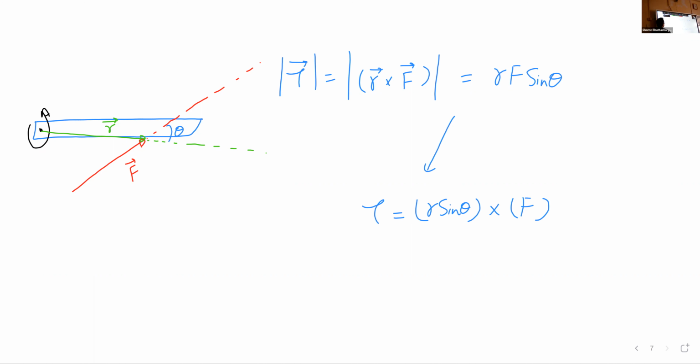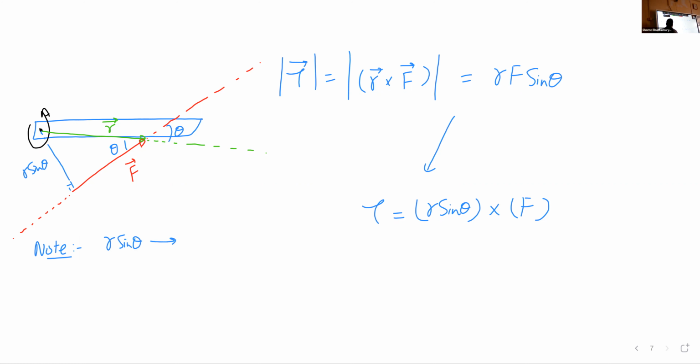Now R sine theta has a very special significance, which you can see in this diagram. If this is the line of action of the force, and I just drop a perpendicular from the axis onto this, the perpendicular distance here is how much? It is R sine theta, because this angle is theta. So it is the perpendicular distance of the line along which the force is applied with respect to the axis of rotation. The quantity R sine theta is called the moment arm. It is given a special name.